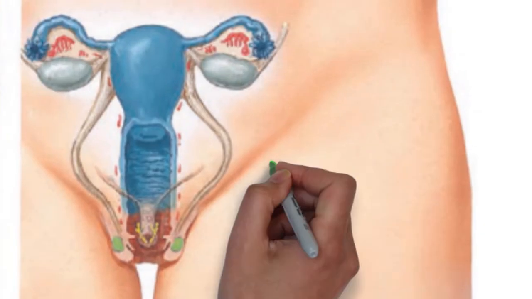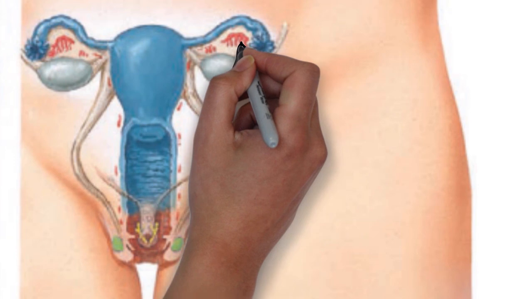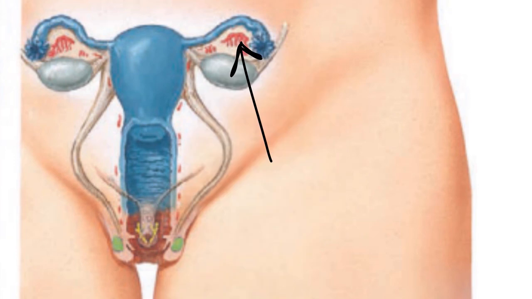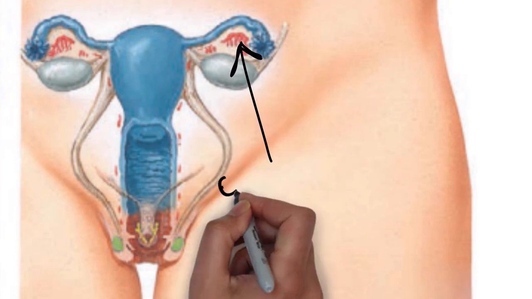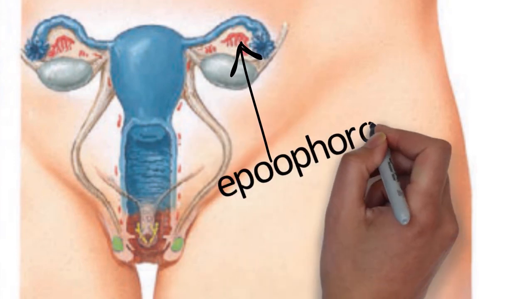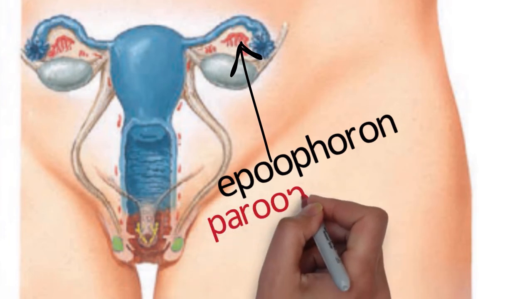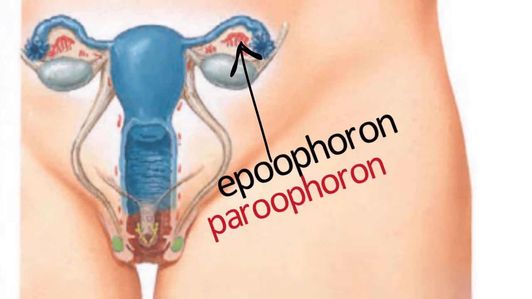In the female, mesonephros form about two structures. Number one is apoophoron, number two is paraophoron. These two structures, apoophoron and paraophoron, derive from mesonephros. So the fate of mesonephros in females is these two structures.